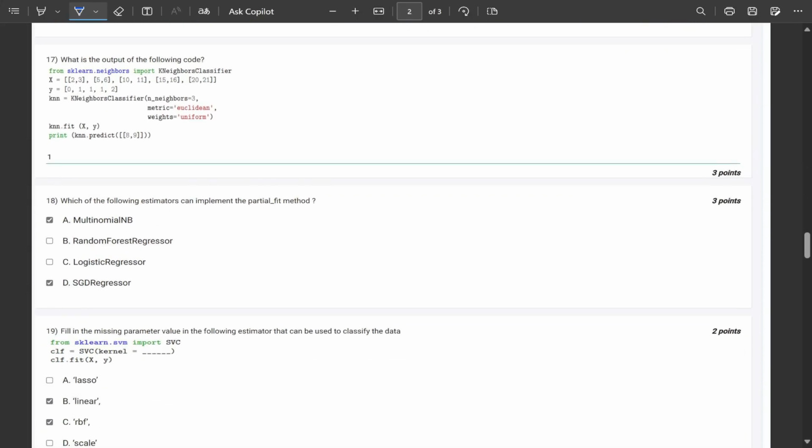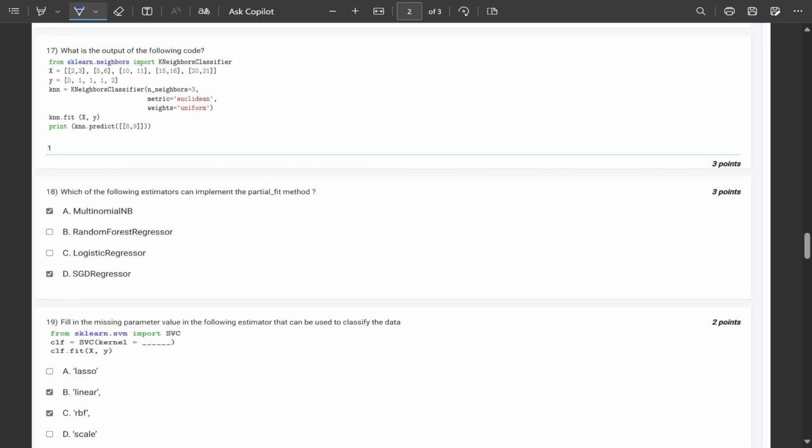Now moving to our last question of today's session. Question number 17, and it simply says what will be the output of the following code. From sklearn.neighbors import KNeighborsClassifier, with X as 2, 3, 5, 6, 10, 11, 15, 16, 20, 21. y is 0, 1, 1, 2. KNeighborsClassifier with n_neighbors equal to 3, metric is Euclidean, weights is uniform, and you have to fit this and predict 8 and 9.